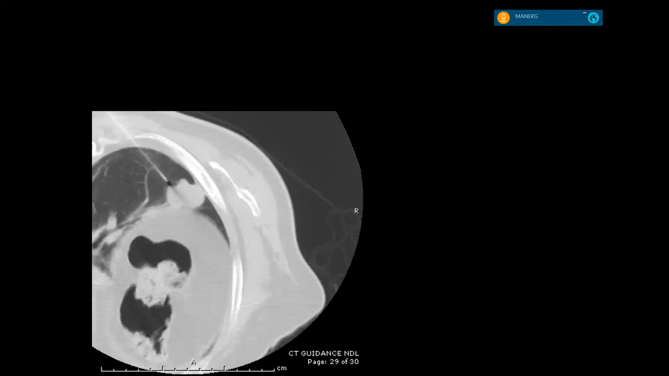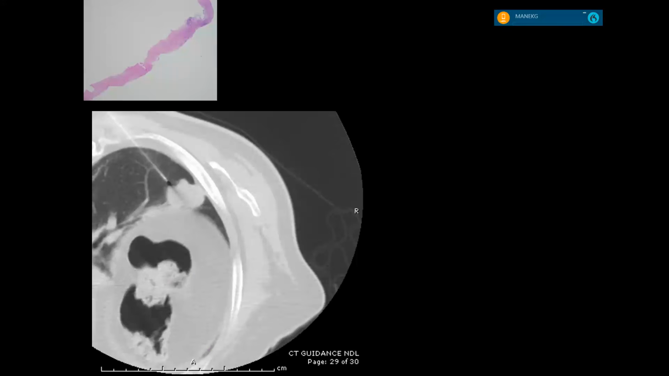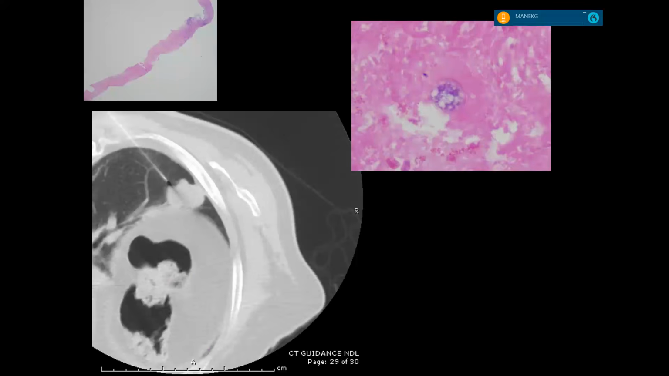All right, what's going on here? So you have some context. That's what the low magnification of the biopsy looks like.